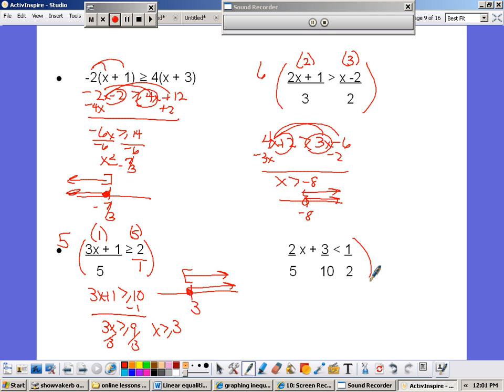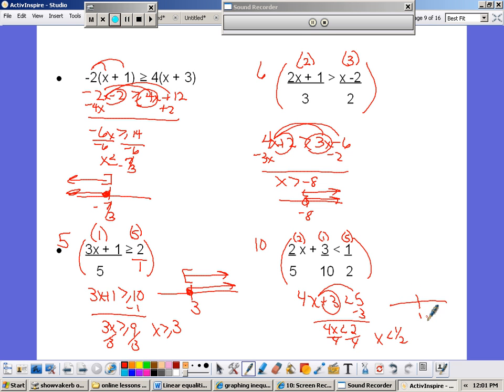Common denominator between 5, 10, and 2 is 10. 5 goes into 10 2 times. 10 goes into 10 1 time. 2 goes into 10 5 times. So 4x plus 3 is less than 5. Move my 3 over. 4x is less than 2. Divide by 4. X is less than a half. Open dot at a half pointing to the left, or parenthesis pointing to the left.